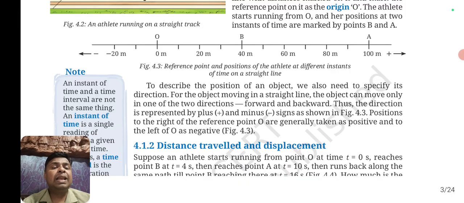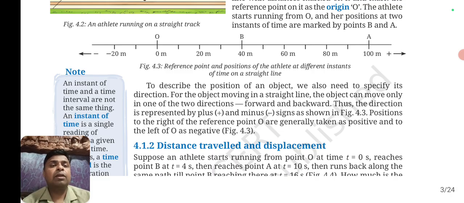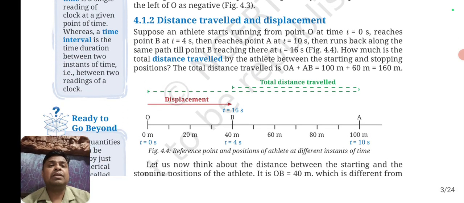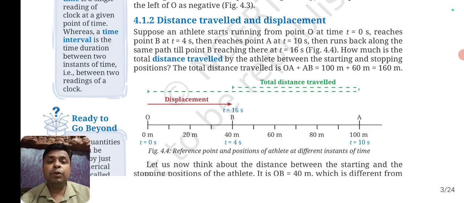Now to describe the position of an object, we need to specify the direction. In which direction? Positive, negative, left, right, you have to tell the direction. So direction is represented by plus and minus, forward, backward. Positions to the right are generally taken as positive and left is negative. So right is positive, left is negative. Generally, we have generalized it. We have decided it, the scientific community.